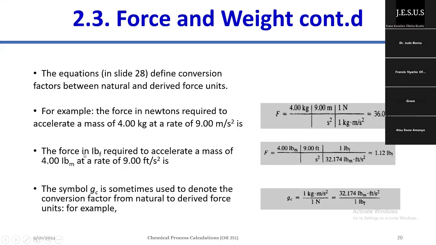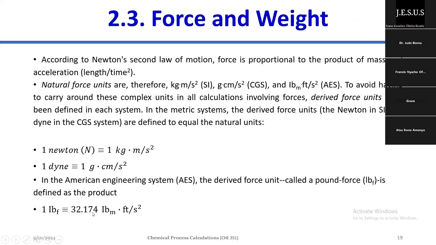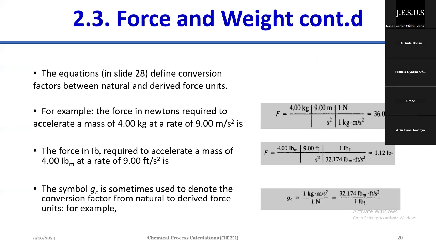But then for this, the force in pound force required to accelerate a mass of 4 pound mass at 5 feet per second squared. Now when I multiply, that's not equivalent to pound force, because 1 pound force is 32.174 pound mass feet per second squared. That is your conversion factor here. When I multiply this, the per second squared can come to the top here, so that second squared will cancel this. Pound mass cancels this pound mass.